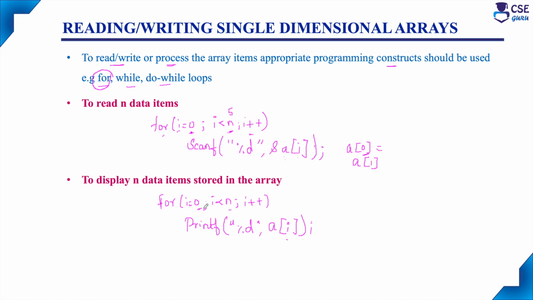Then i gets incremented to 1 and it checks the condition. If true, it displays a of first location. Next, i gets incremented to 2, and if the condition is true, it displays a of second location. Likewise, the loop continues, and whenever the condition fails, the loop terminates. This is to accept the input for the array using a for loop combined with scanf, and this is to display the output using a for loop combined with printf. So this is the method to read and write a single dimensional array using loops.